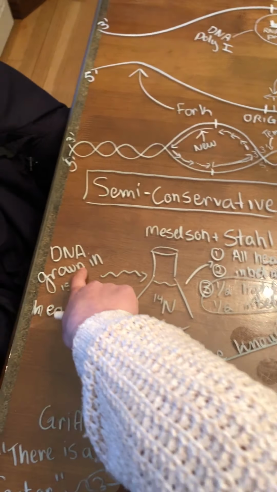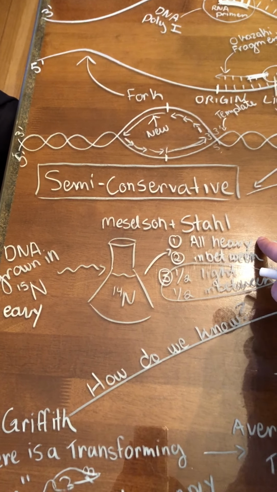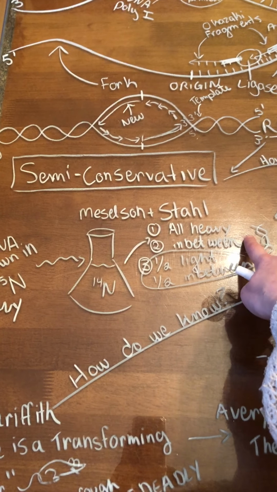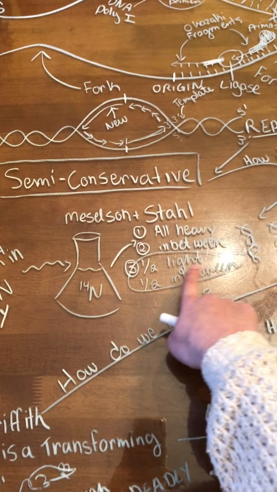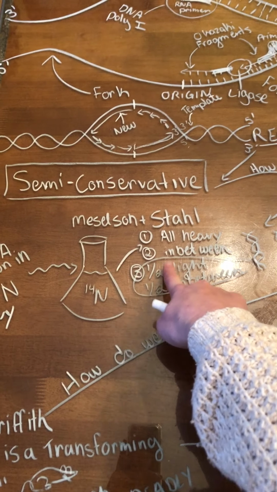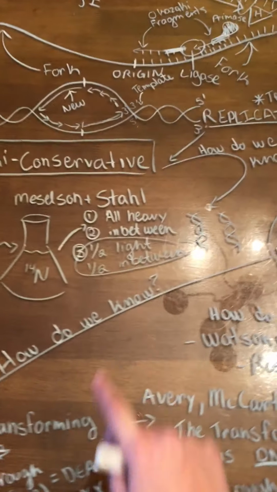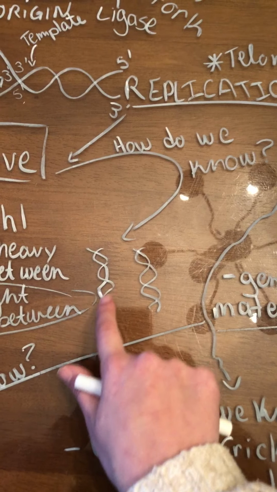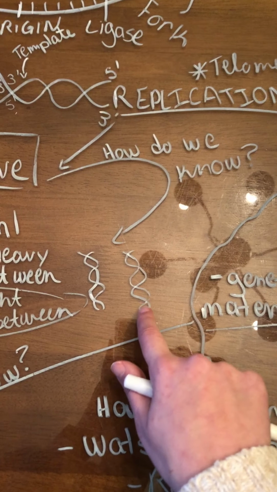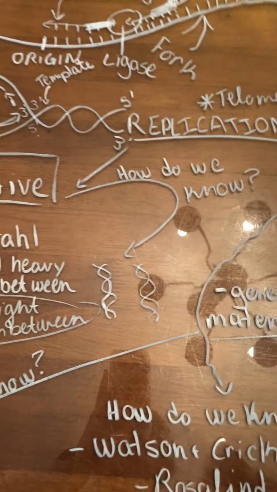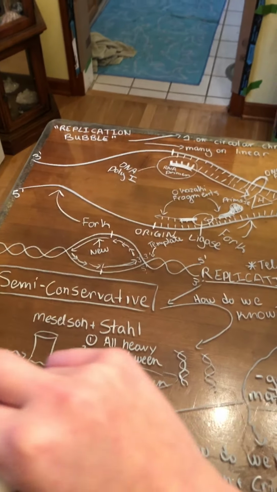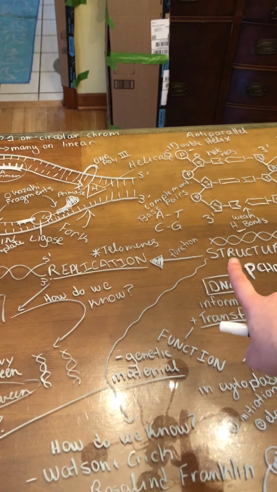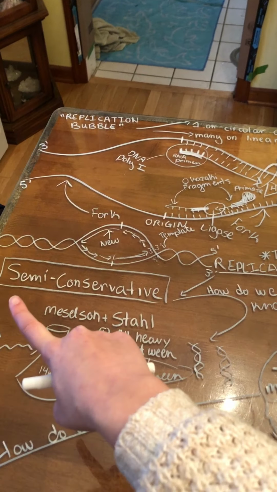At first, when they put all this heavy DNA in, it was all heavy. After one round of replication, they found that it was all somewhere in between heavy and light. And after their final round, they found that half the DNA was totally light and half of it was in between. That meant that some of the DNA was new, and some of the DNA was old and new. If we zoom in on a replication bubble, we're going to see how enzymes use DNA's structure to perform semi-conservative replication.